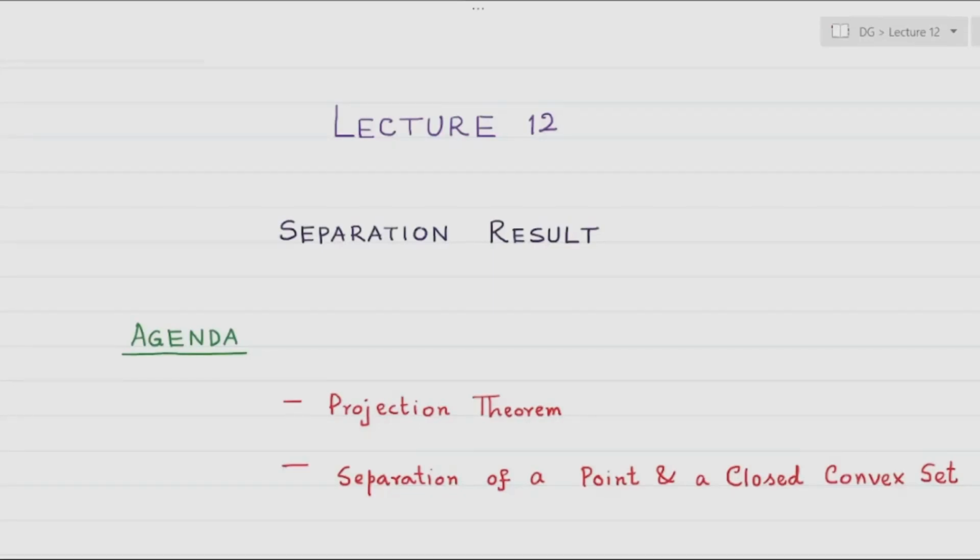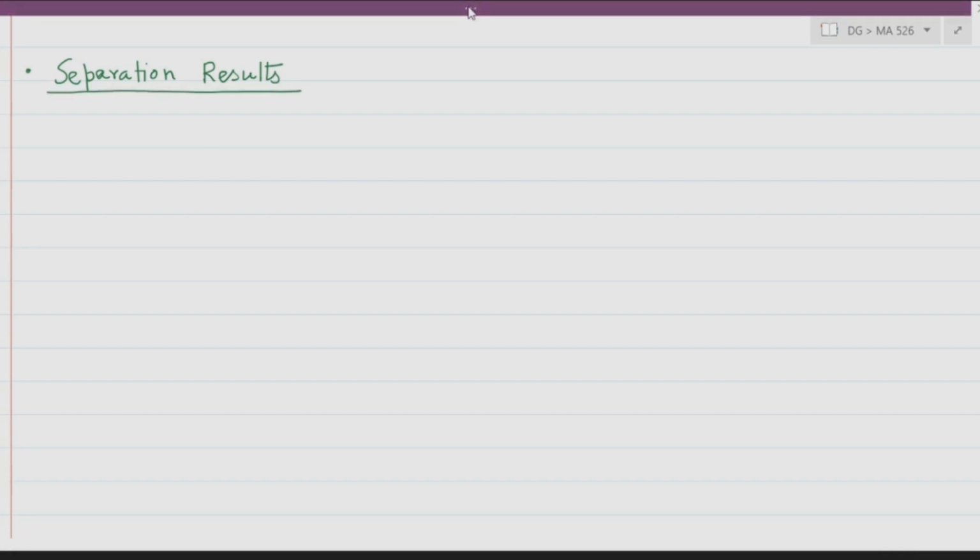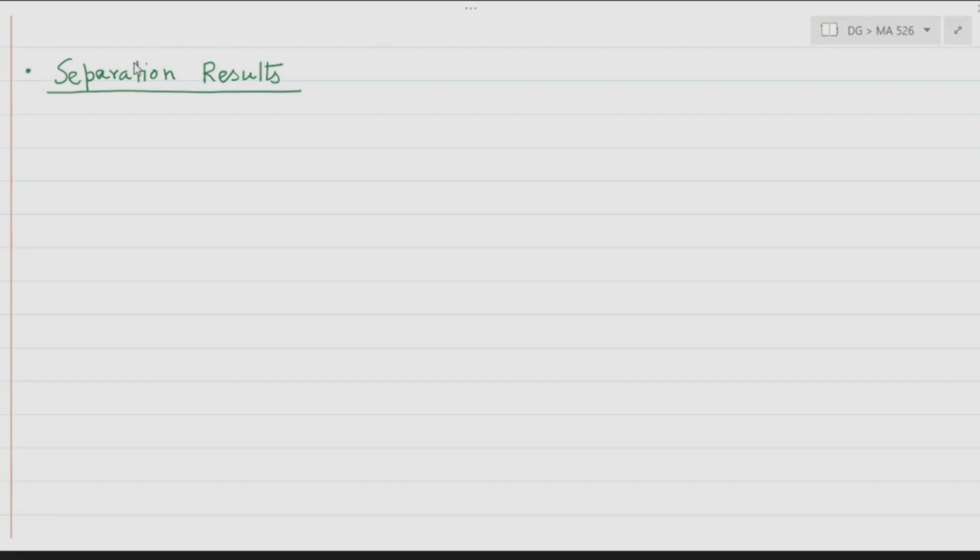There are two agendas of this lecture. At first, we will get to know the projection theorem, and then using the projection theorem, we will get to know how to find a separating hyperplane that separates a point and a closed convex set. The entire separation result depends on the following geometrical fact. The separation result for disjoint convex sets depends on the following geometrical fact.